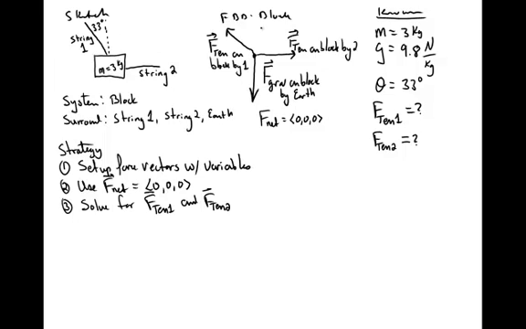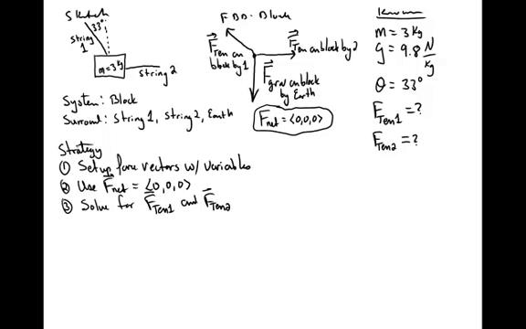Here's my free body diagram for the block. And notice I've got string 1 that appears here, string 2 in my surroundings appears here, and then the earth appears here. And I've specified clearly that the net force on the system in this case is zero.